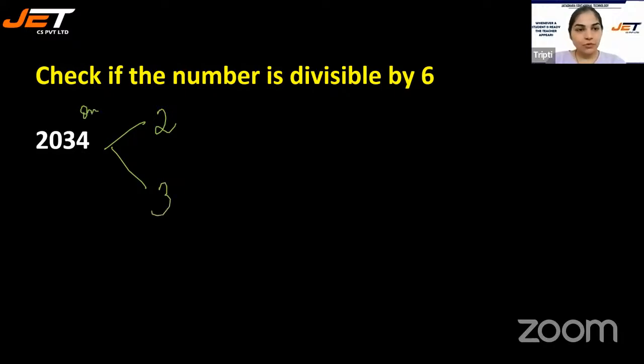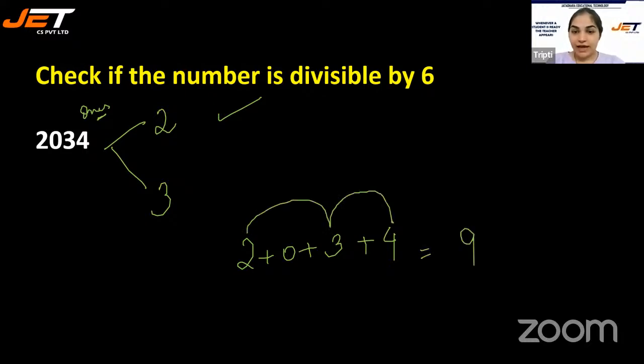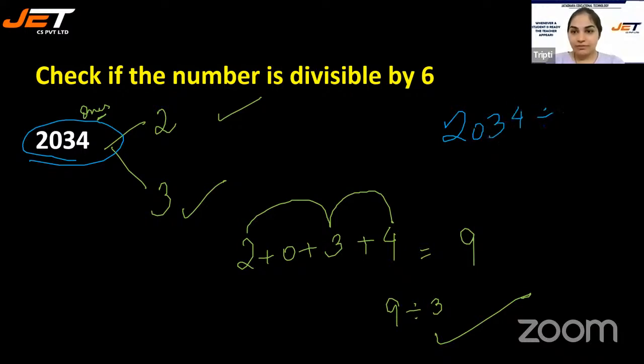The ones place is 4, which is an even number. That means it is divisible by 2. Let's check for 3. 2 plus 0 plus 3 plus 4. So 2 plus 3 is 5. 5 plus 4 is 9. And I know that 9 is exactly divisible by 3. That means this number, entire number, is divisible by 6. 2034 is divisible by 6. Because the criteria is being fulfilled here, right? It is divisible by 2 as well as 3. Okay?